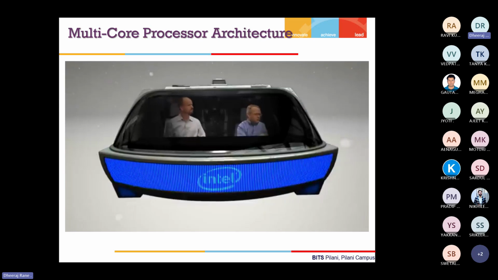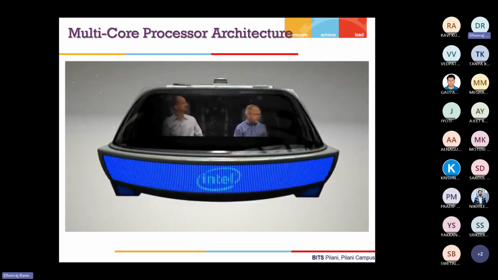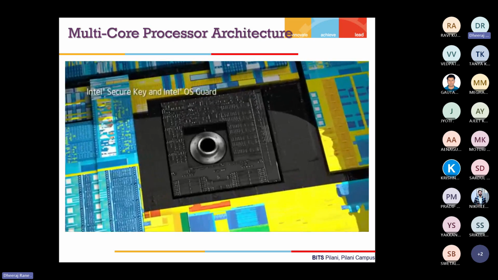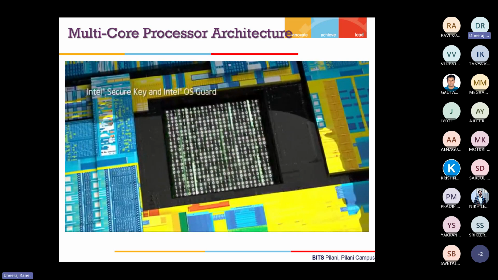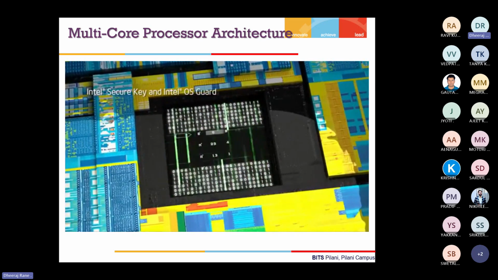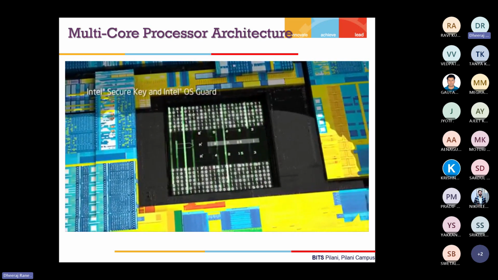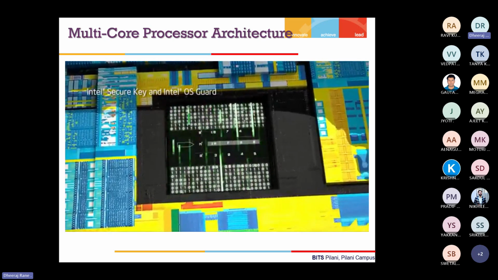And is that the Intel Secure Key over there with the Intel OS Guard? Good eye, Mark. Intel Secure Key features a digital random number generator to make encryption stronger, and Intel OS Guard helps protect against a hacker trying to take over your system.